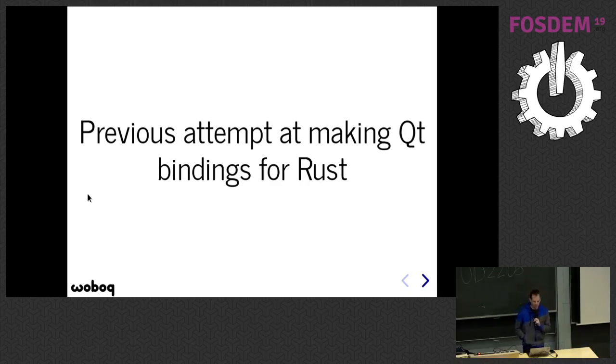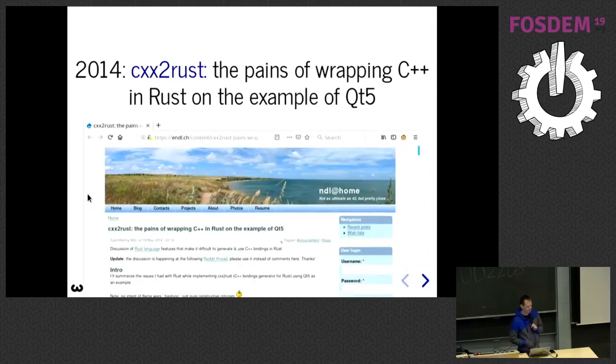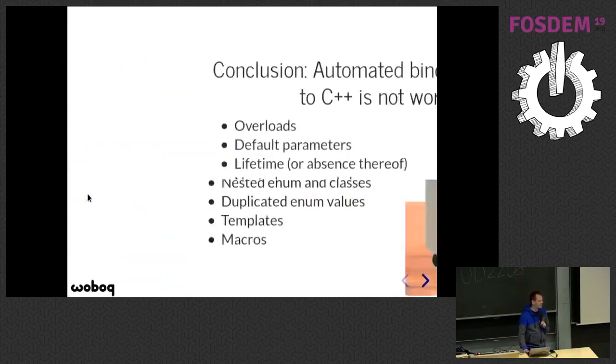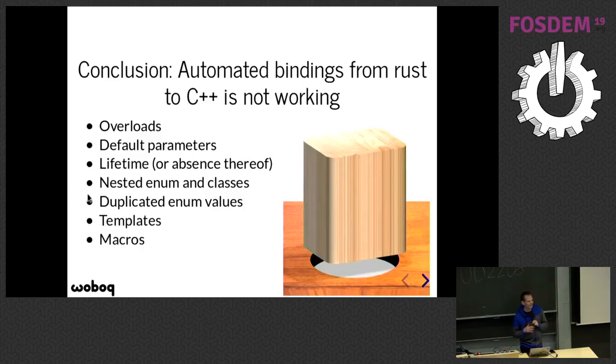But I was not the first trying to use Qt from Rust. There were several previous attempts at making Qt bindings for Rust. As far back as 2014, somebody tried to write a tool called CXX2Rust, and he wrote a blog post explaining what his tool was doing. The title was The Pains of Wrapping C++ in Rust, on the example of Qt 5. The conclusion of his research was that automatically creating bindings from Rust to C++ doesn't work very well.